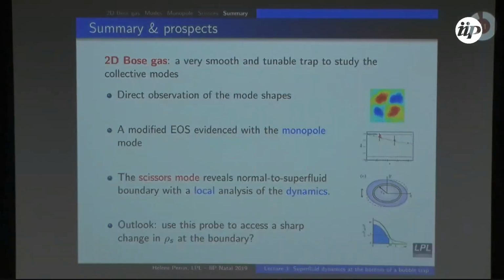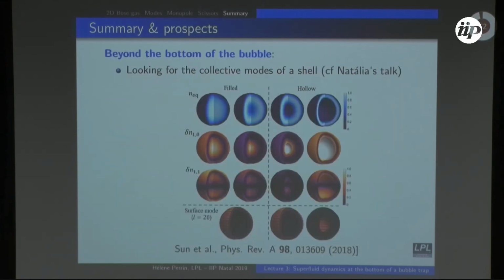So this I think I will just skip and summarize that we can use these collective modes to get information from our gas, get information concerning the equation of state, especially if we use a monopole mode, information about the superfluid character of the gas, even local information on the superfluid properties of the gas. And then knowing if we can measure the superfluid, that is still an open question.